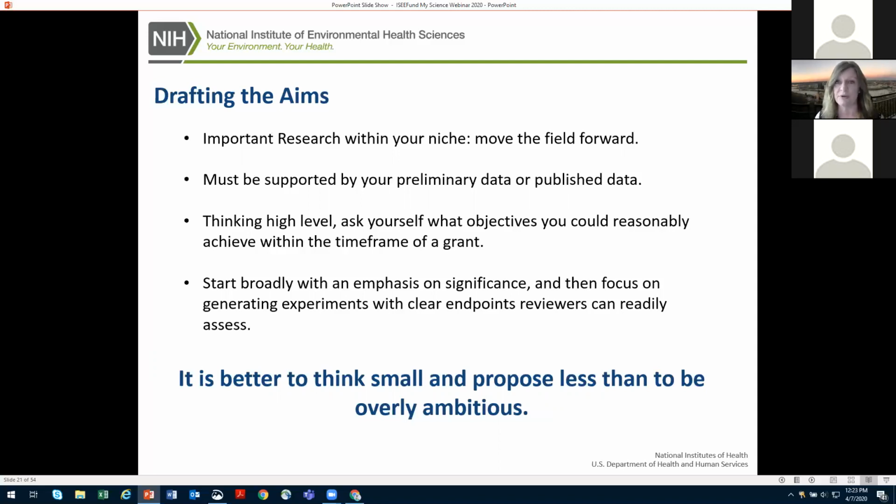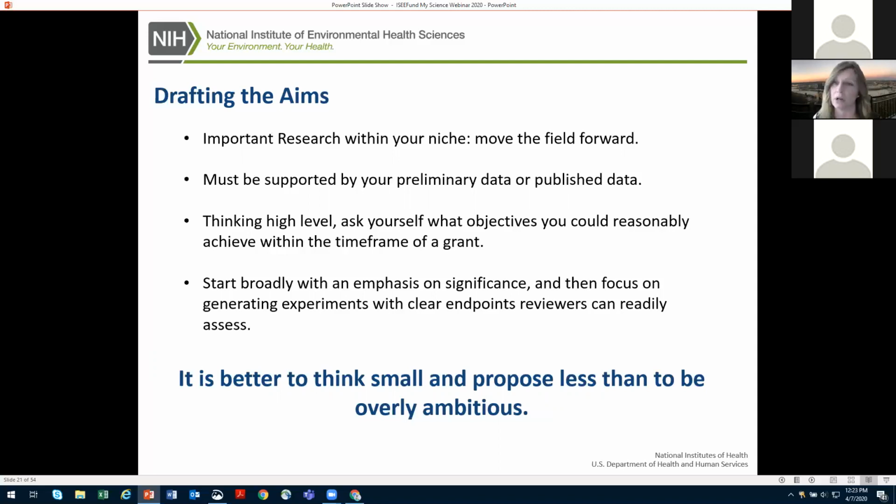Your research, especially if it's an R01, must be supported by your preliminary data, or there must be some published data out there, literature for you to reference. Always think high level. Ask yourself, what is your objective? And can you reasonably achieve it within the time frame of a grant?